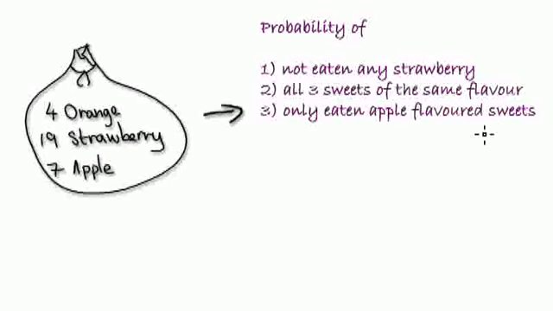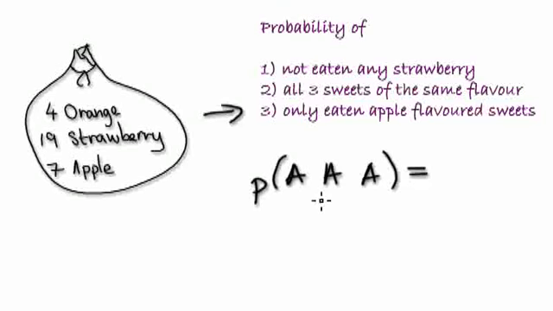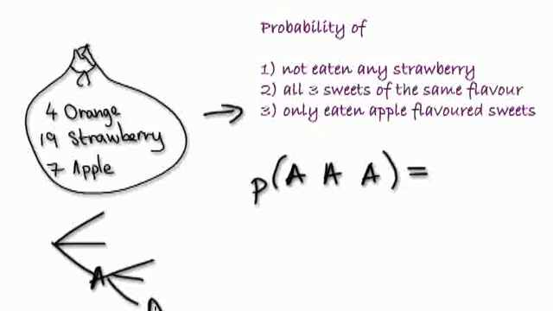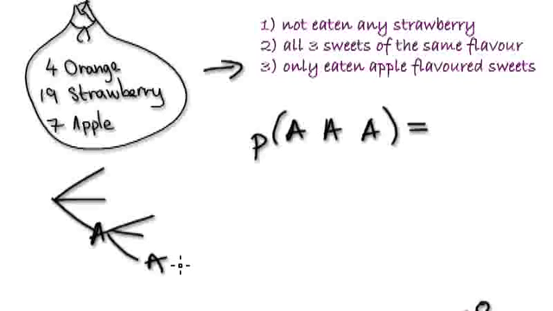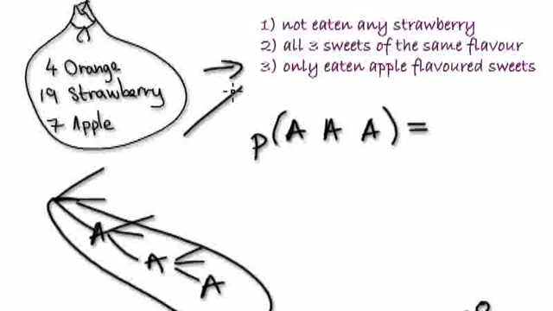Only eaten apple flavored. Only apple. So basically, you need the probability of apple, apple, apple, but we just worked it out earlier. Only eaten apple flavored sweets, so that means it's just apple, apple, apple. Use the same technique as earlier. You only care about A, and then another A. Okay, so work it out from there.